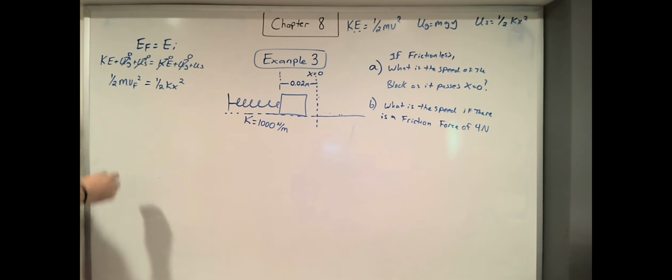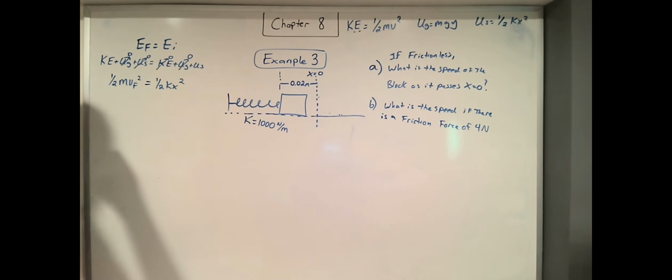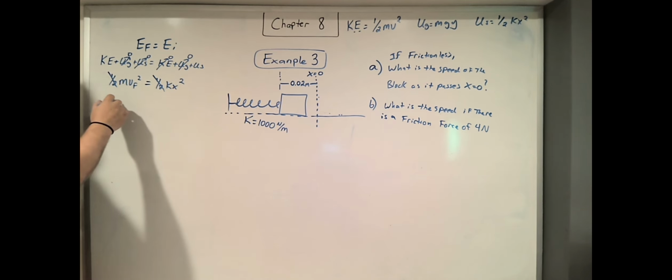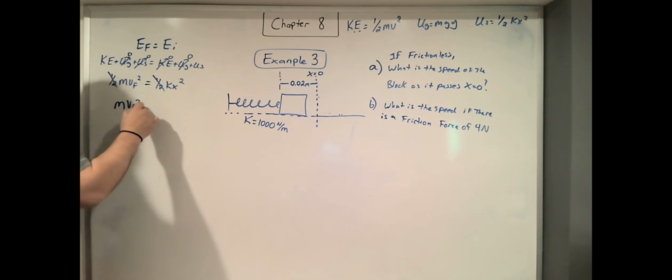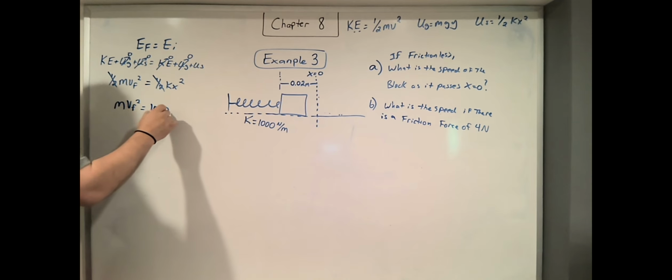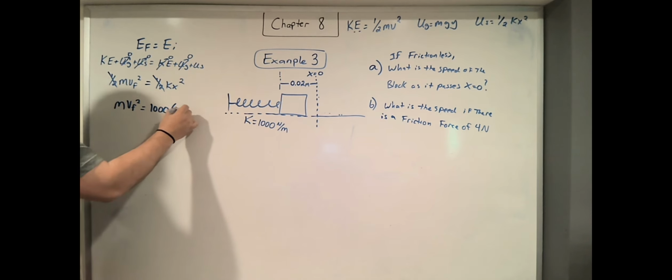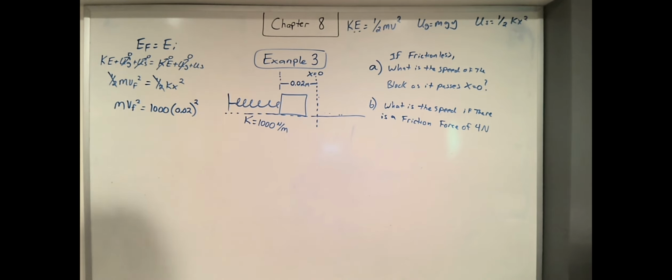Now 1/2 and 1/2 are going to cancel out because they're the same on each of the sides. So I can actually kill those off as well. And I'm going to have m vf squared is equal to kx squared. And it told me the k was 1,000. The x squared, it doesn't matter if we go left or right because it's going to get squared anyway. So I'm just going to put it as 0.02 squared because once it's squared, it's going to go positive.